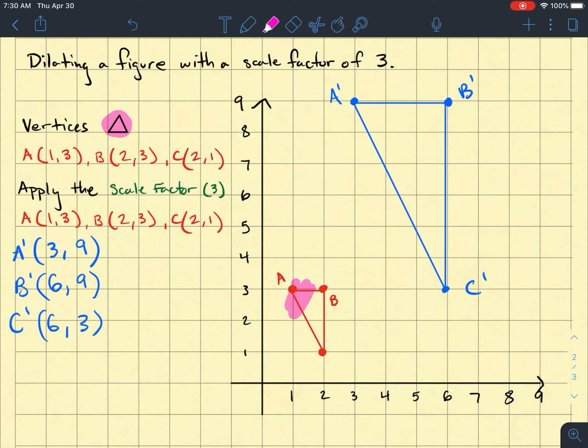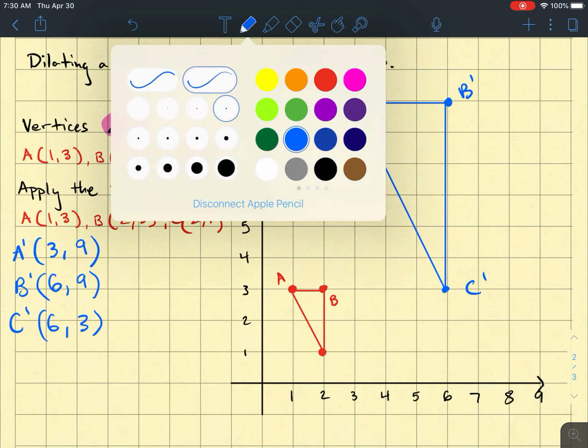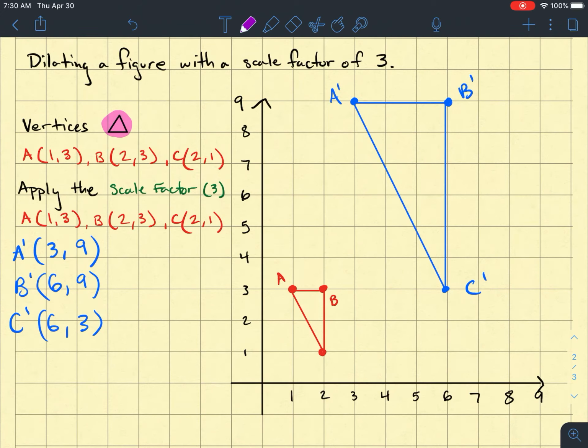So the red triangle was first. This was the original image. We used a scale factor of 3, and now this is the prime image. It's much larger, right? Now I want to do one last thing, so we can locate the center of dilation. Let's do that in purple. We're going to connect the prime point to the original point, and it has to be done accurately with a straight line.